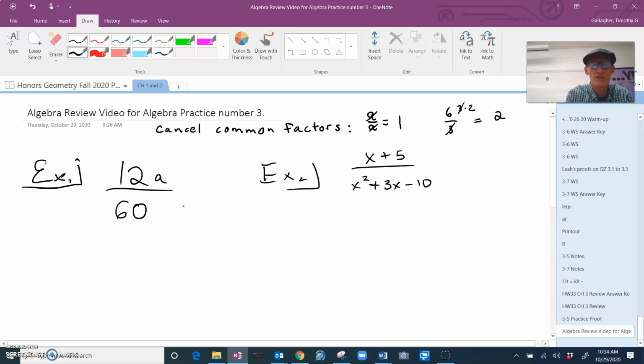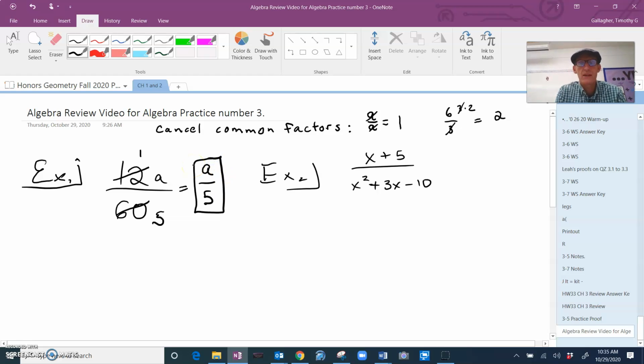The first two examples are written. It says 12A over 60, and then x plus 5 over x squared plus 3x minus 10. All right, well, the first example, the common factor of 12 and 60 is 12. So I would divide 12 by 12, and I'd get 1. And 60 divided by 12 is 5. So the correct answer for this one would be A over 5.